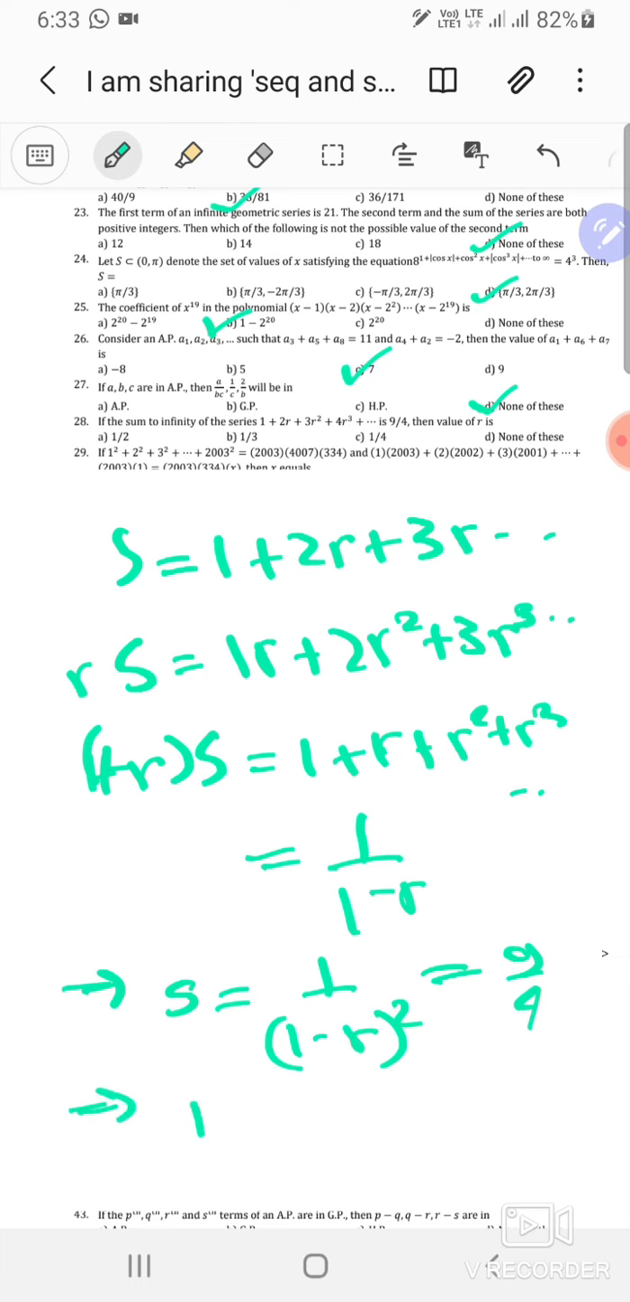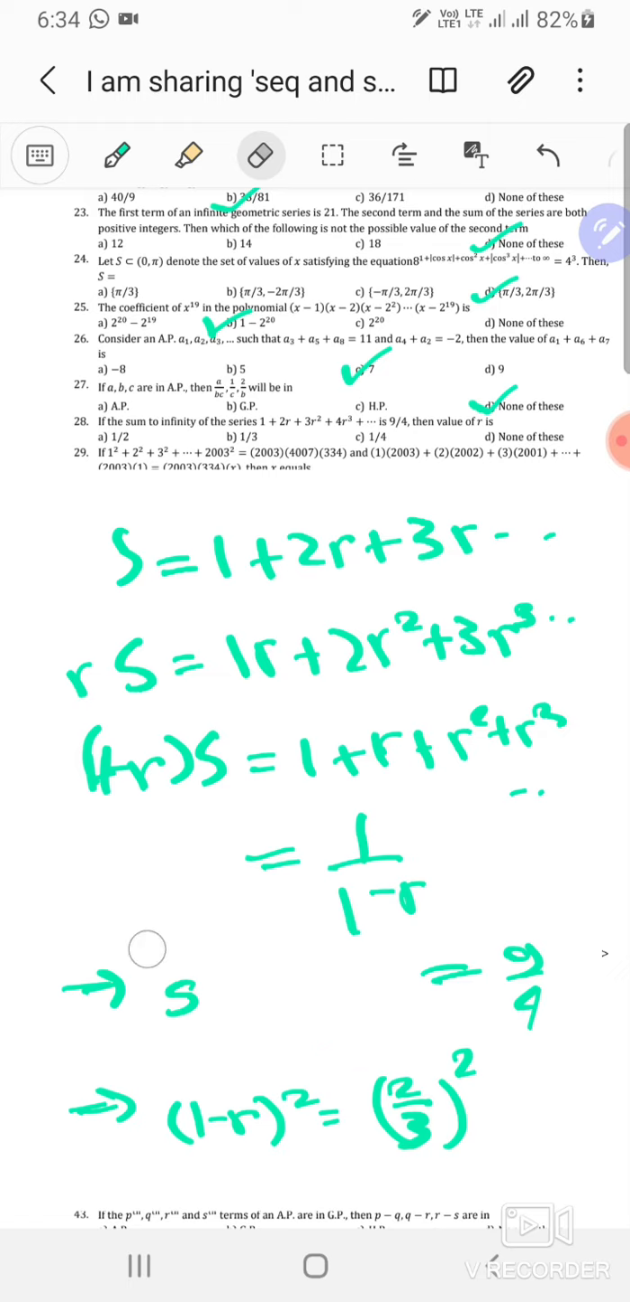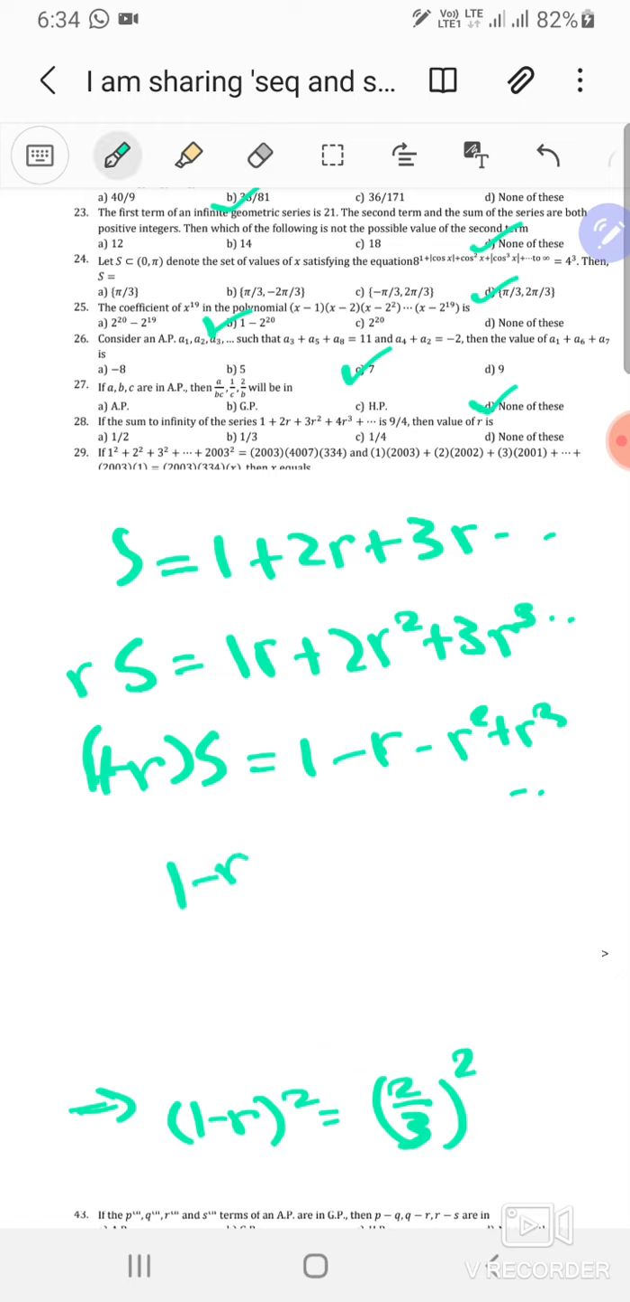That gives me (1 minus r) squared is equal to 4 by 9, which is just (2 by 3) squared. Now you have two values for 1 minus r. You could have 1 minus r equal to plus 2 by 3 or minus 2 by 3. So 1 minus r equals plus or minus 2 by 3. That tells me r is equal to 1 plus or minus 2 by 3.